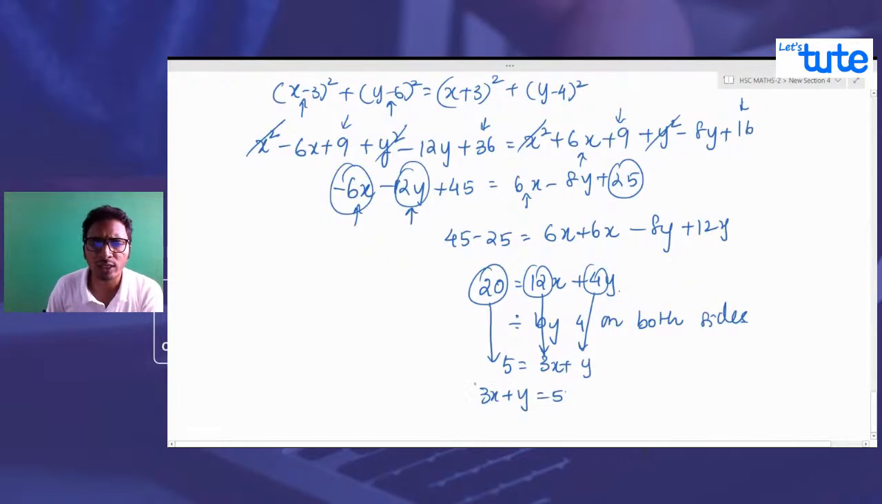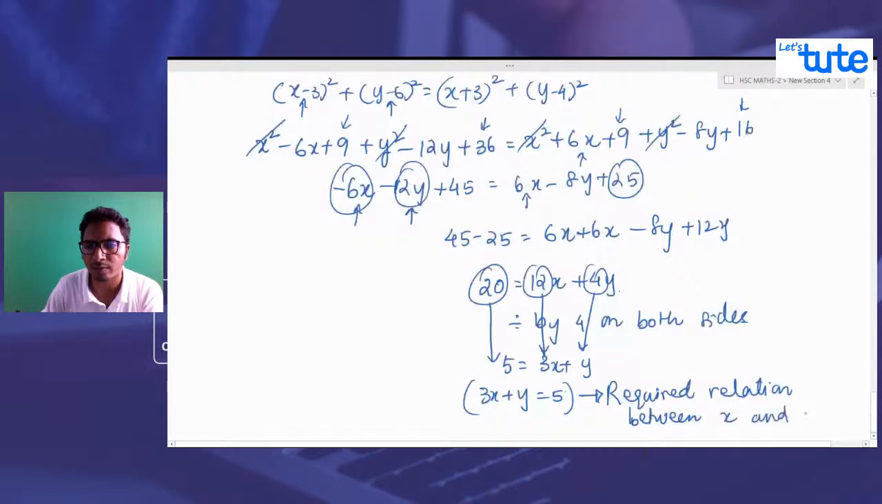Correct? What is the question? The question is to find the relation between x and y in the unknown point. So this is the required relation between x and y. Understood? So this is what we wanted to find.